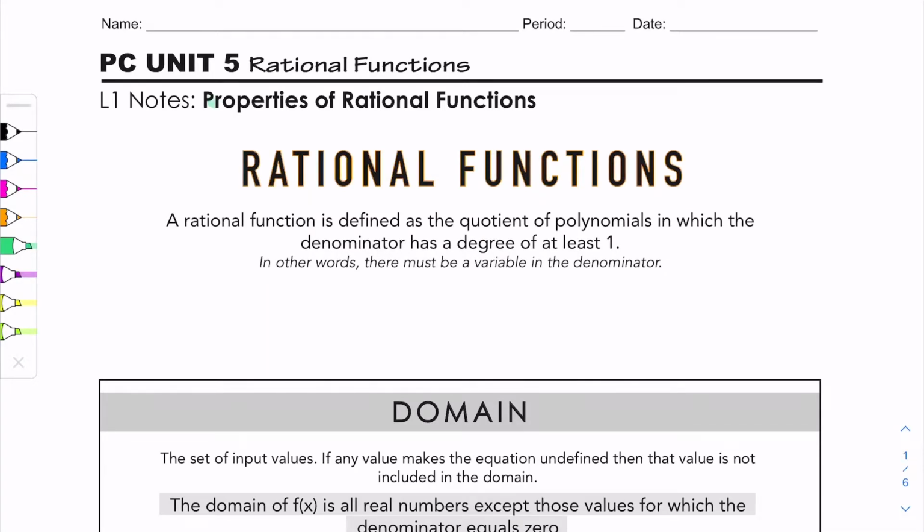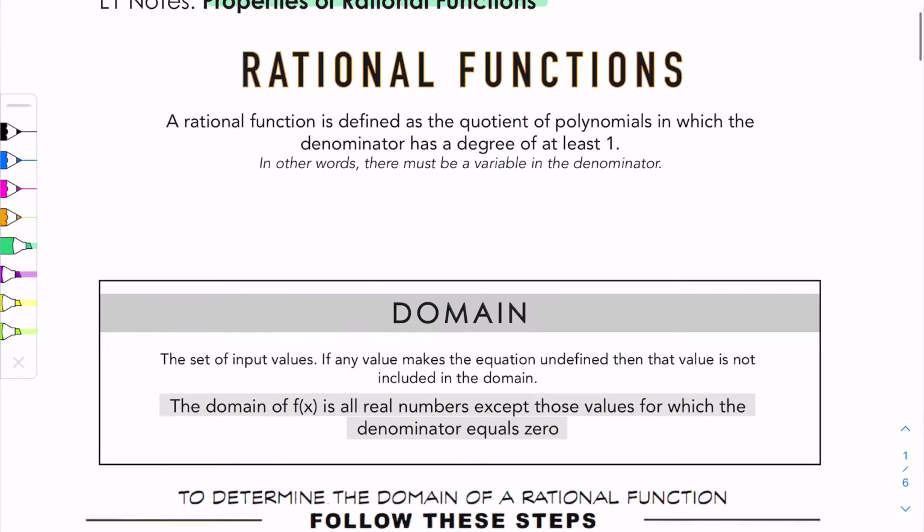Today's lesson is on properties of rational functions. So we're going to go through all the properties you would need to be able to graph a rational function, which is what we'll do in the next lesson. This is quite a long lesson, so I'm going to skip through some of the examples. You can find any example that I skip on my answer key posted on my website.